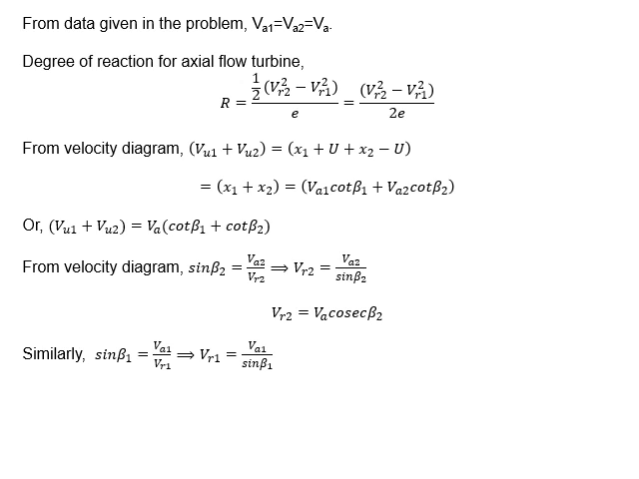Similarly, sin beta 1 relation is V of A1 by VR1. So VR1 is equal to V of A1 by sin beta 1. Once again that expression is the same, VR1 is equal to V of A cosec beta 1. So these are the two expressions taken from the velocity diagram, that is the VR2 as well as VR1 expressions.